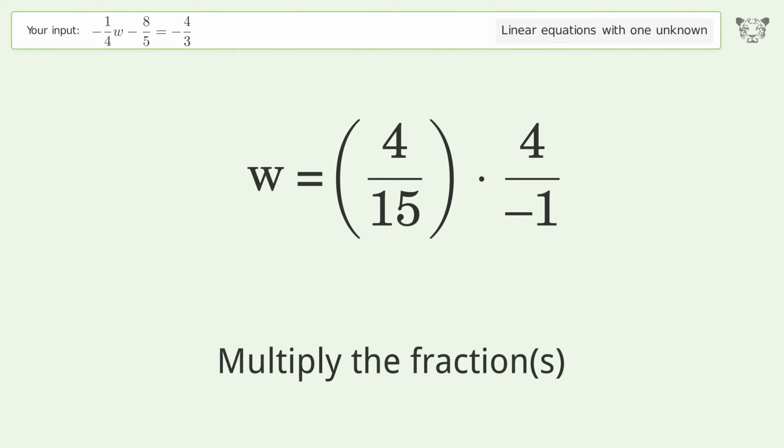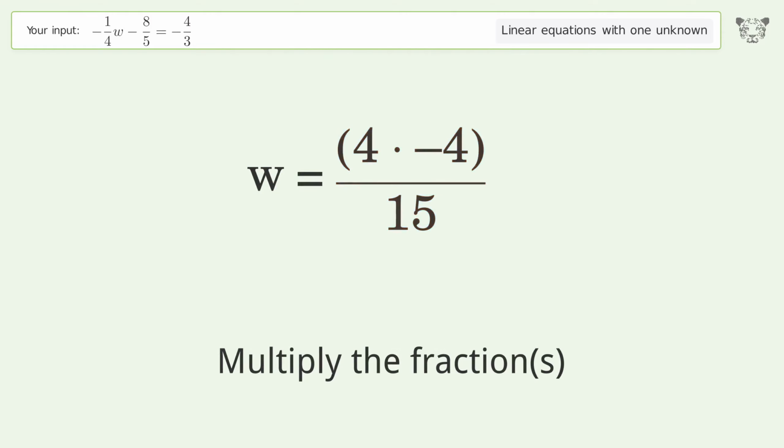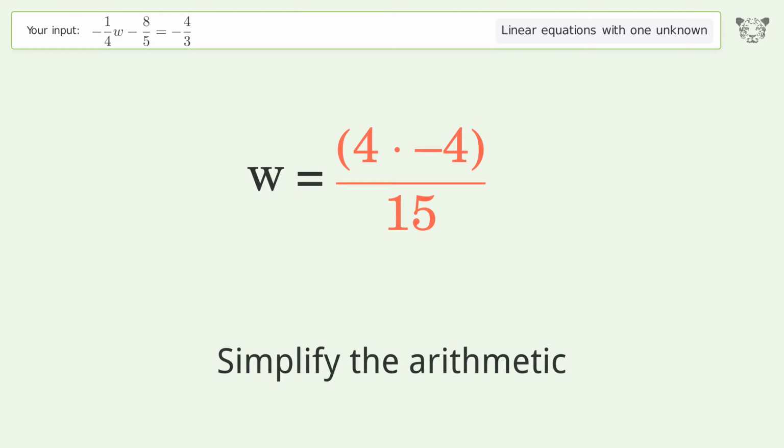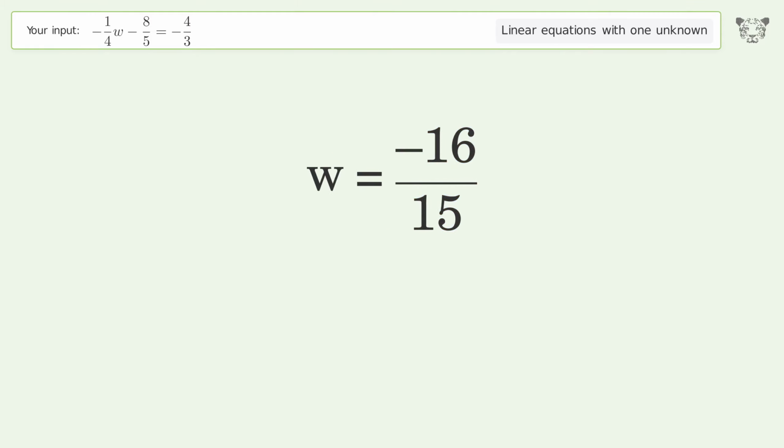Multiply the fractions. Simplify the arithmetic. And so the final result is w equals -16/15.